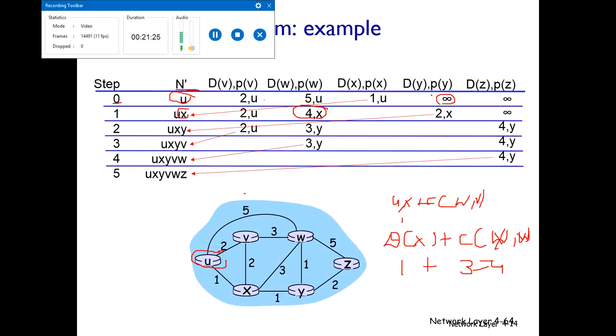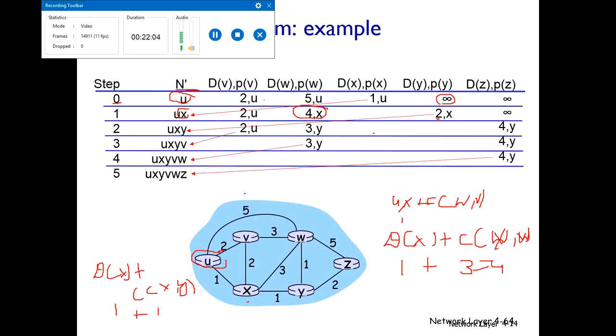X to y, previously it was infinity, but we can reach y. So how to calculate? Distance of x plus cost from x to y, right? Distance of x is 1, we already know it, plus cost from x to y is 1, which is 2 over here. And what is the predecessor node via which we reached y? It's x, we will put it over here. Since we cannot reach z from x, we will put infinity here.